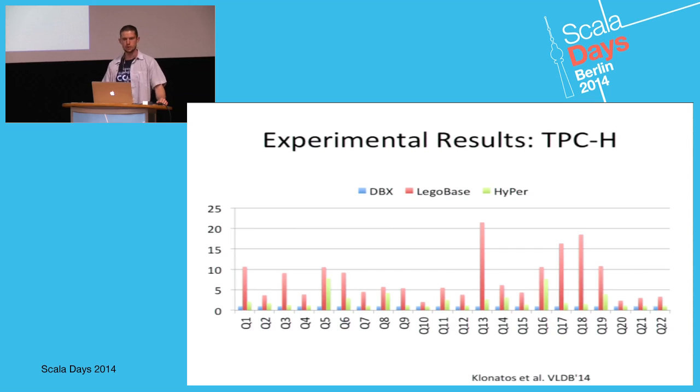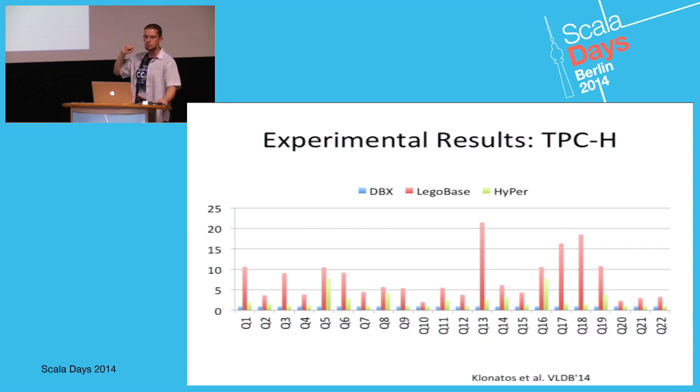So what's the kind of performance we get from the system? And here's a little graph. So DBX is a commercial in-memory database system by a large vendor, of course. And we're comparing Lego-base and another system which is called Hyper, which uses LLVM to compile query plans. And you can see that, so these are speedups. So DBX is one here.